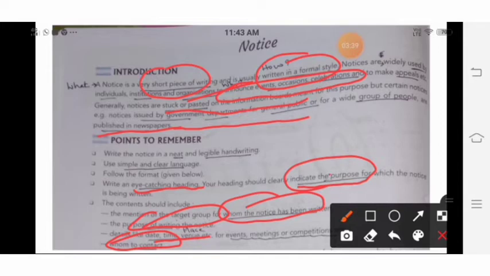When you are writing a notice, there should be an eye-catching heading, means you should indicate the purpose for why you are writing the notice. The content should include the target for whom you are writing the notice. Then, date, time and when you should be there, right? If you are just telling about any event, informing about any event or meeting or competition, for that, your time, date and venue should be very clear.